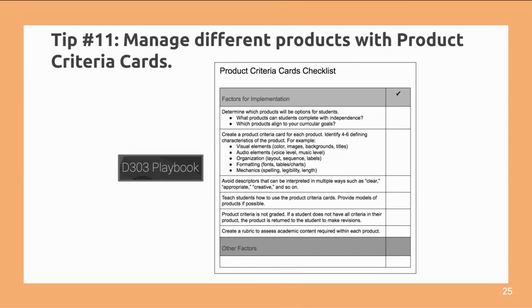Tip number 11, manage different products with product criteria cards. When you provide different options, aren't you making your life more difficult when it's time to grade all those products? Not if you use product criteria cards. Provide different options for products, but create one rubric. After all, students are demonstrating learning for the same standards. Then, use product criteria cards to identify what each product must have in addition to rubric criteria. Check out this strategy from the D303 playbook on our resources page.